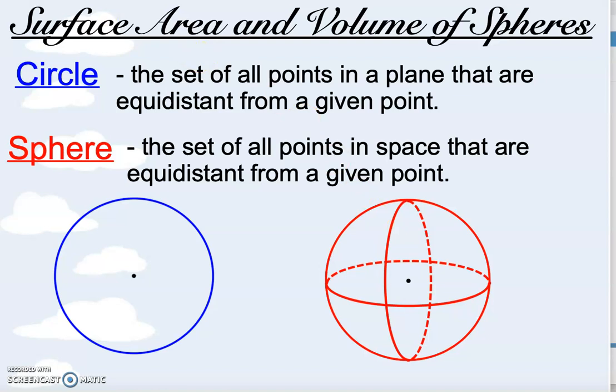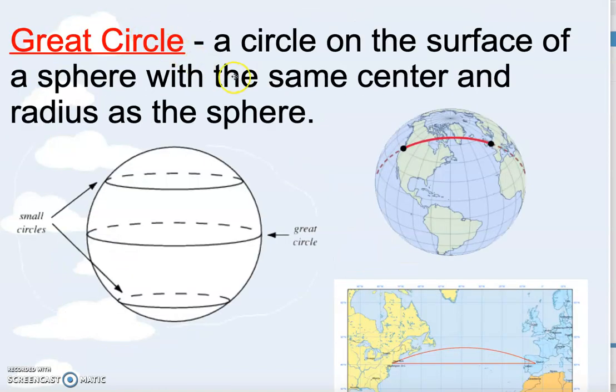So let's talk about spheres. Before we get there, I want to define this new term. It's called a great circle. A great circle is a circle that's on the surface of the sphere, and it has the same center and the same radius as the sphere. So you see, here's a drawing of a sphere, and these two circles are not great circles. You can tell because they don't have the same center as the sphere itself, and they also don't have the same radius. But this is a great circle right here.